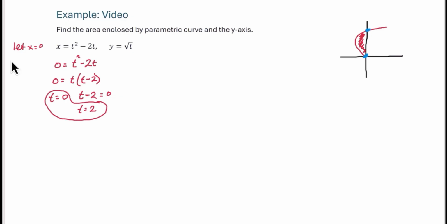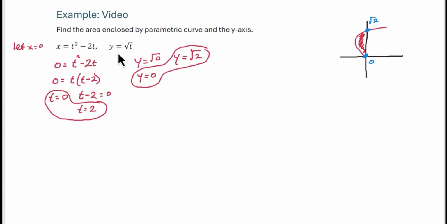To find the corresponding y values, we will plug those in for t in the y equation. So y equals the square root of 0, which is 0, and y equals the square root of 2. So we now have the two y values that we need: 0 and square root of 2. Those will be our limits of integration.